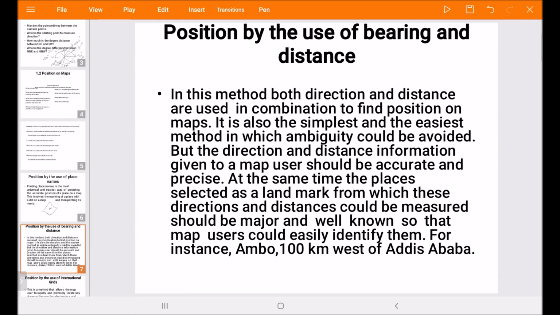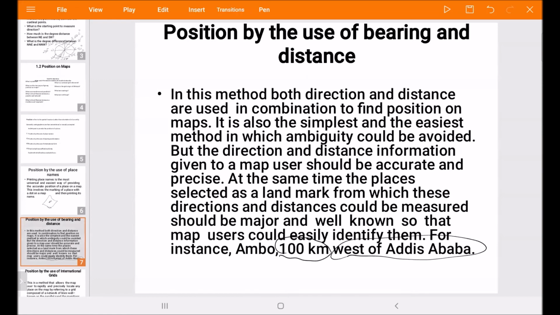For example, Ambo is located 100 kilometers west of Addis Ababa. The 100 kilometers is the distance, and west of Addis Ababa is the direction. So at the same time, to locate the position of a place using both bearing and distance, taking our center, Akaki is found at 16 kilometers southwest of Addis Ababa. This is another method of showing position on the map.